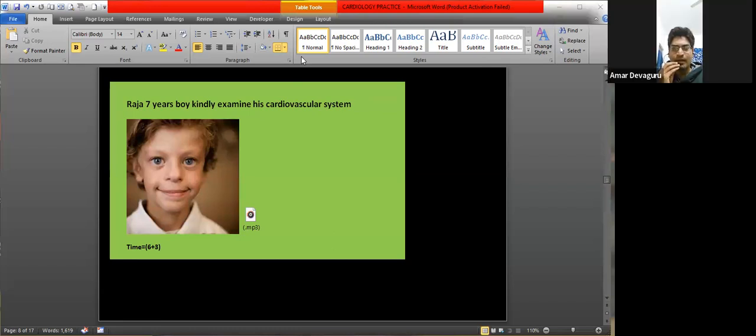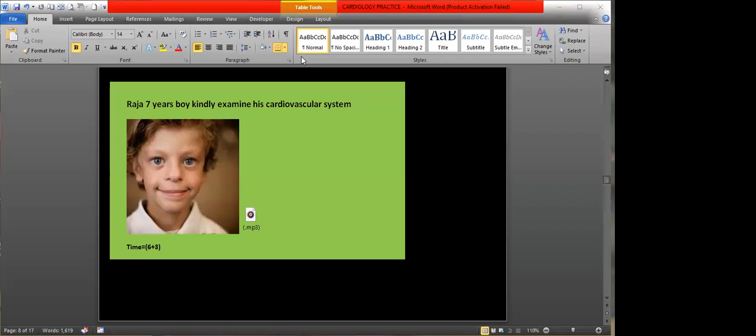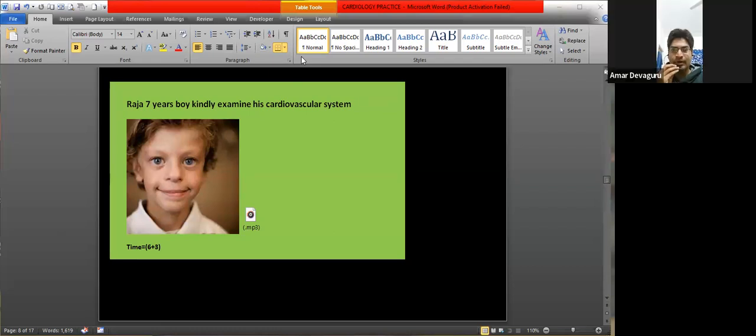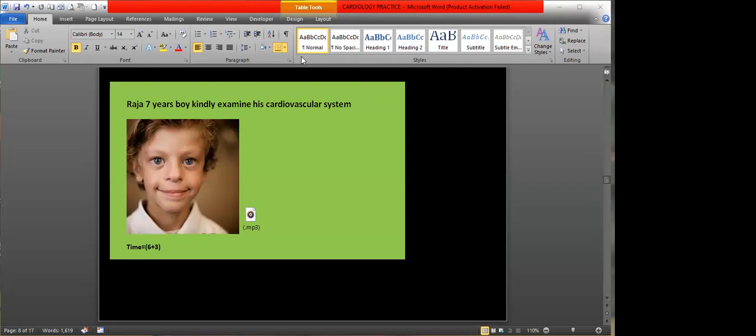No. Okay. Next, I would like to come to the left side of the child, and also I would like to inspect the axilla and back for any scars. No scar. Next, I would warm my hands, and I would inform Raja that I will be touching him. And next, I would like to feel for the apex beat with both palms on both sides.